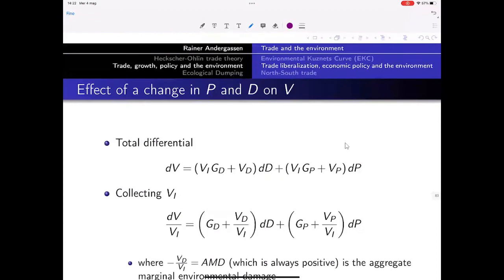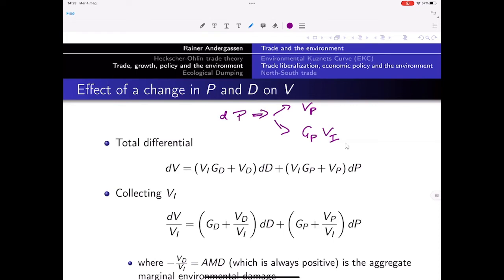So what I would like to do now is go over the math. Therefore, I have to take the total differential, taking into account that a change in pollution affects, on the one side, as mentioned, welfare directly. On the other side, it affects income, and income affects welfare. This is what I just discussed above.